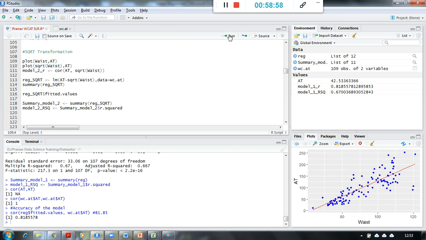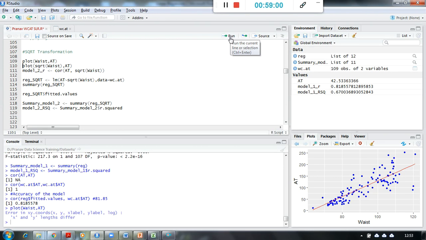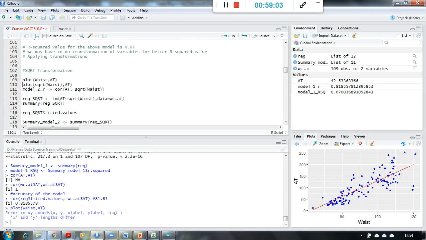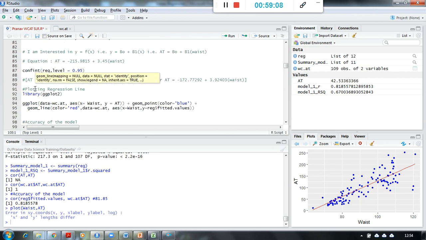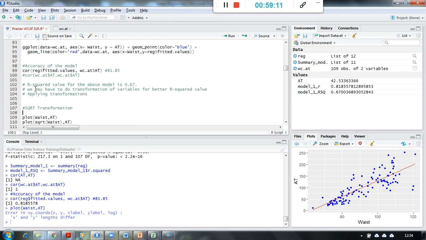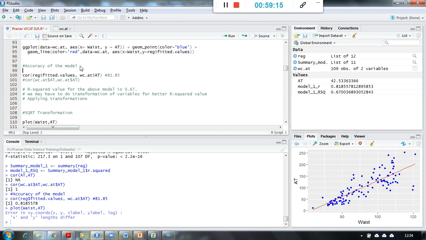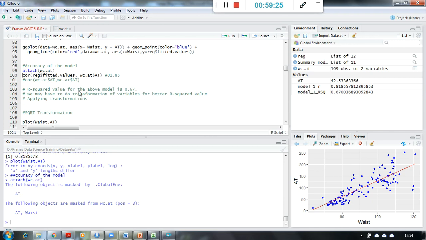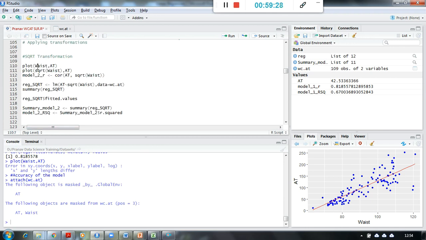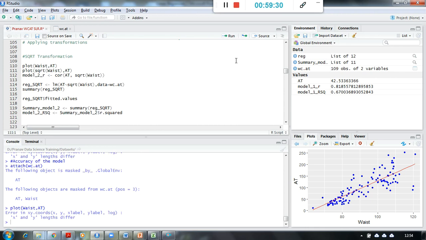right? So this is our earlier plot. When I plot it between, okay, let me attach it again. That is why it was giving me the error over here as well, right? All right, so this was the original plot. What happened?